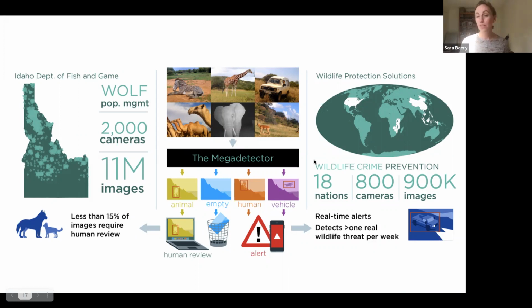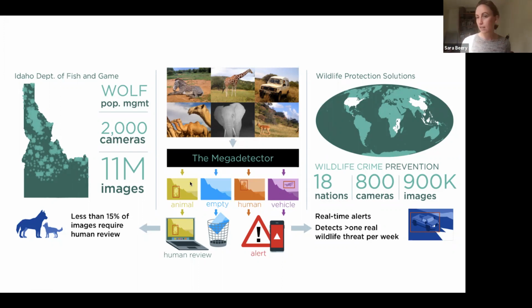But these are just two examples of different organizations that are using this model in their ecology workflows currently. One is the Idaho Department of Fish and Game, and one of the projects they're using the MegaDetector for is wolf population management. They have 2,000 cameras out there basically looking for images of wolves, and those collected 11 million images last year alone. This year they're scaling up to 3,000 cameras, so it's going to be even more.